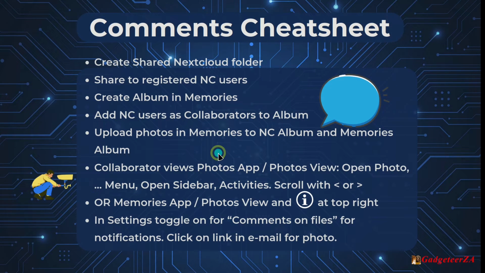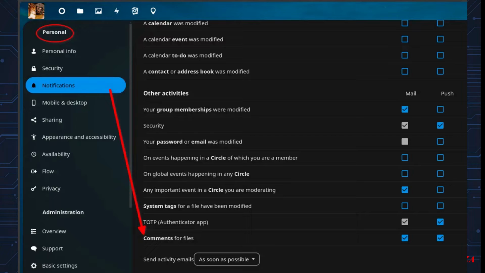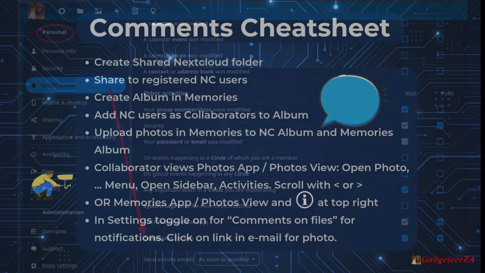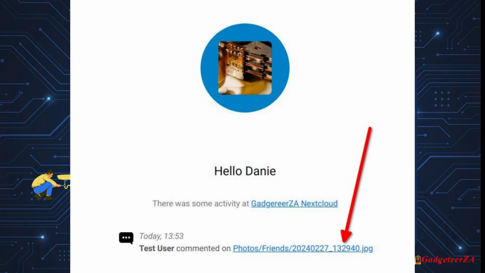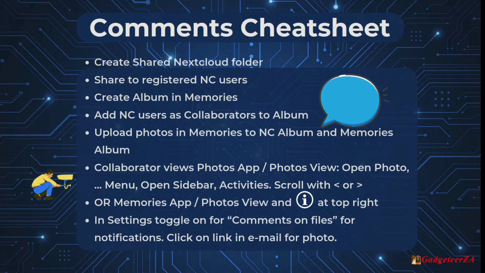And then just one last thing: if people still can't comment, or they're not getting notifications about comments made on a photo, remember, this is not going to pop up in the Photos app or in the Memories app. It's not built in at the app level. You go into the settings, or the user goes into their settings on Nextcloud, and under notifications, they must make sure that comments on files is toggled on. Then it's as easy as, when you get a notification, you'll get an email, and all you really do is click on that link in the email for the photo, and it takes you straight to the photo, and you can make a comment or reply to a comment. That is really it then.